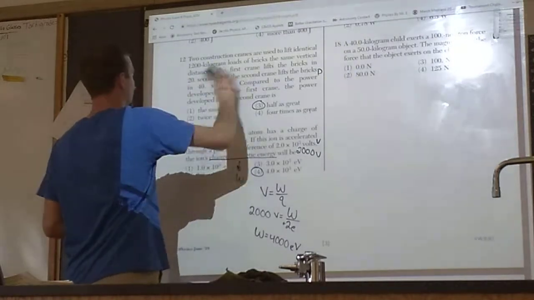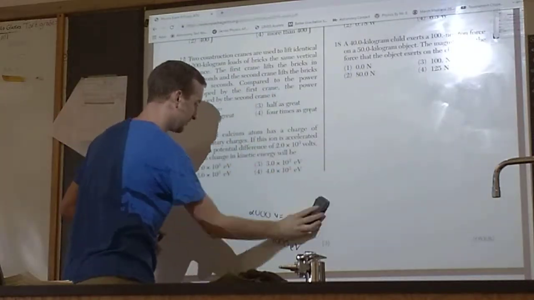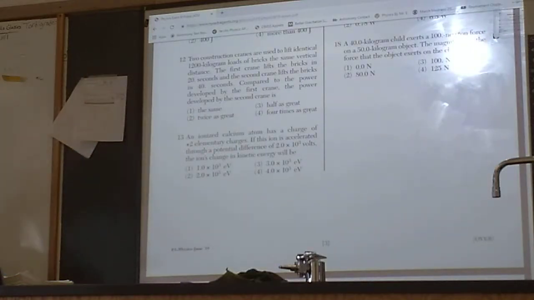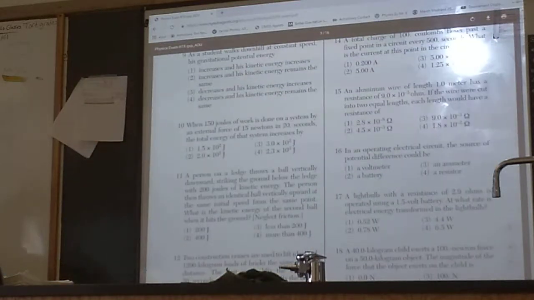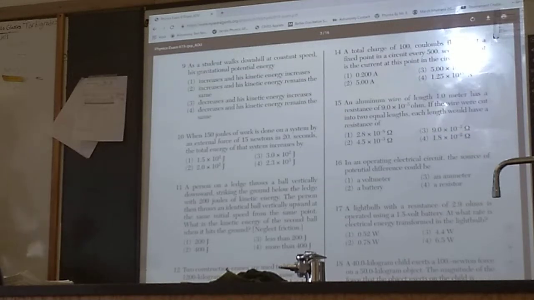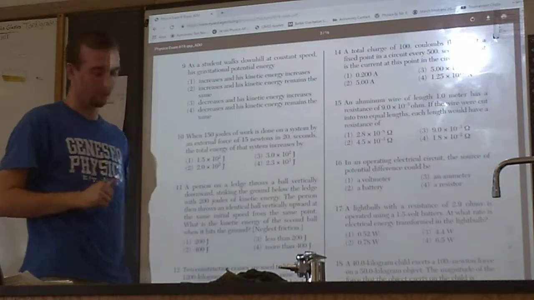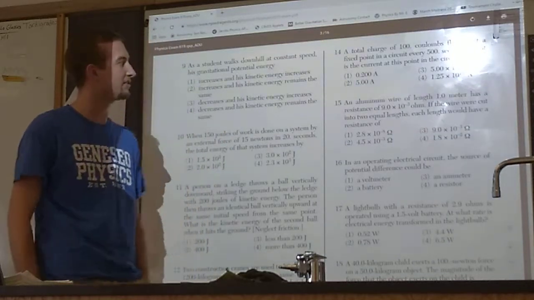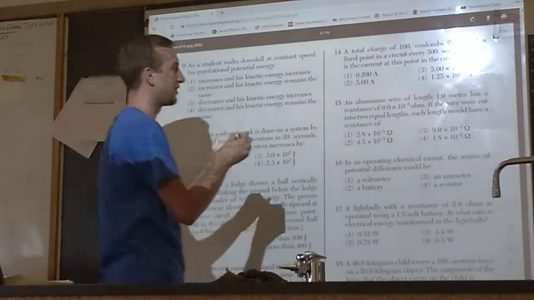Okay, so let's erase this and move up to the other side. See if I can get the next 5 done relatively quickly. Okay, a total charge of 100 coulombs flows past a fixed point in a circuit every 500 seconds. What is the current at this point in the circuit?